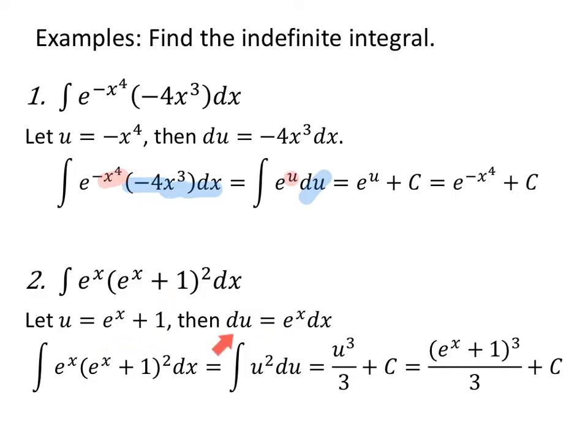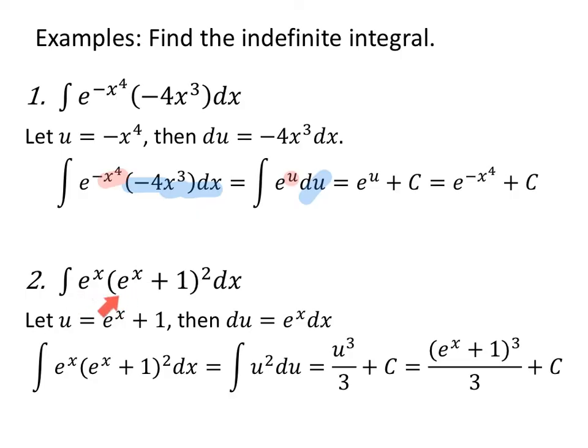The derivative of e to the x plus 1 is e to the x dx. That takes care of our e to the x, our dx. This becomes u squared. The integral of u squared du is u cubed over 3 plus c. And reverse our substitution to get the quantity e to the x plus 1, all cubed over 3 plus c.